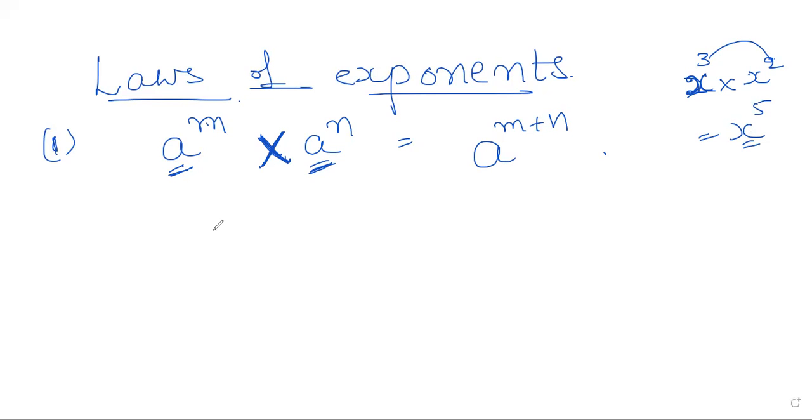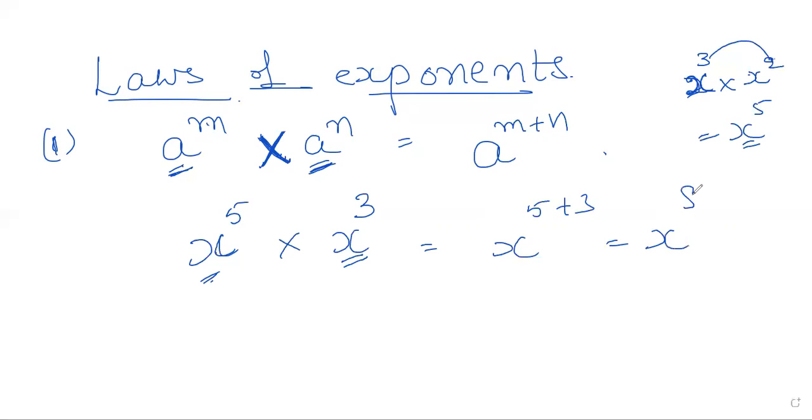So take an example for this. X to the power of 5 into x to the power of 3. Here, which is the base? X is base and 5 is exponent. Here x is base, 3 is exponent. When the bases are the same, here both have x. So how can you write it? X to the power of, add the powers, that is 5 plus 3, x to the power of 8.